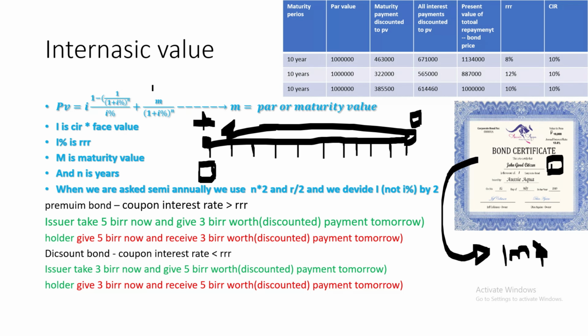Here in the formula you can see N. Here also there is one N. And the par value or the stated value on the bond, that's the value the bond promised to pay. This is called M, maturity.